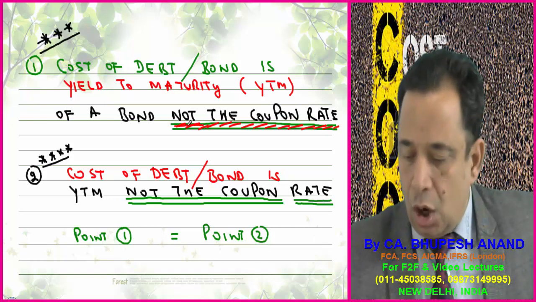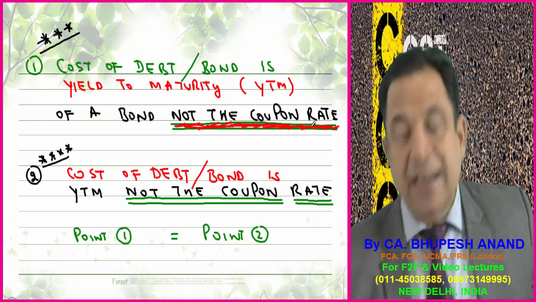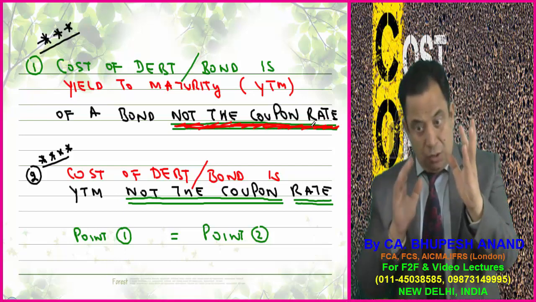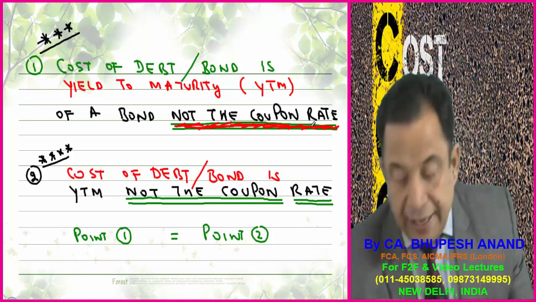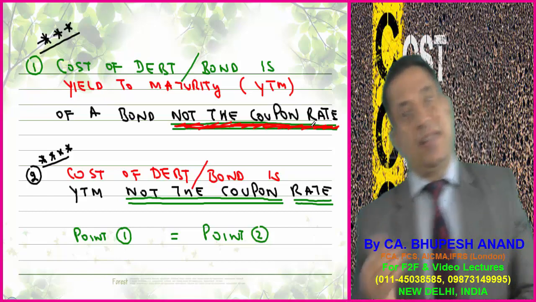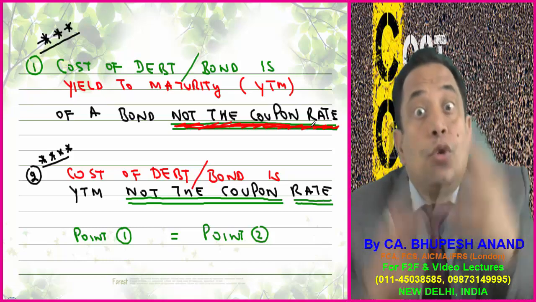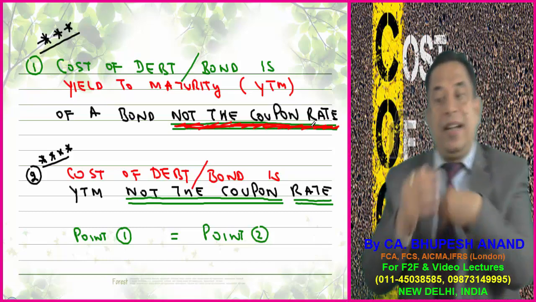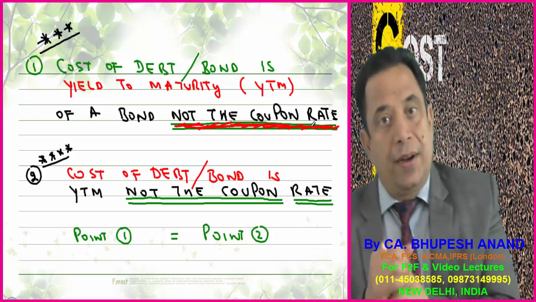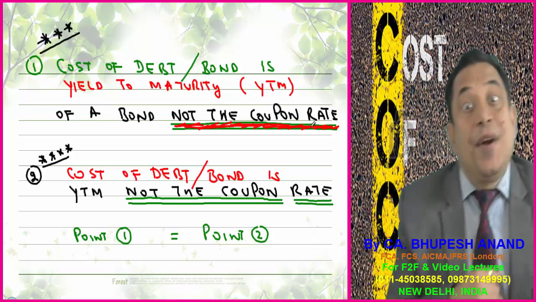Cost of debt or cost of a bond is yield to maturity of a bond and it is not the coupon rate. This point I want to clarify. So again, please write down point number 2. Cost of debt slash bond is YTM and not the coupon rate. Again, I have written the same statement. It means you have to write it down 2 times, because this statement is very important.